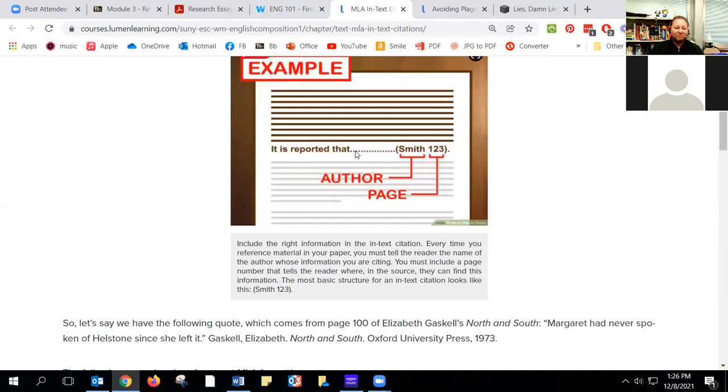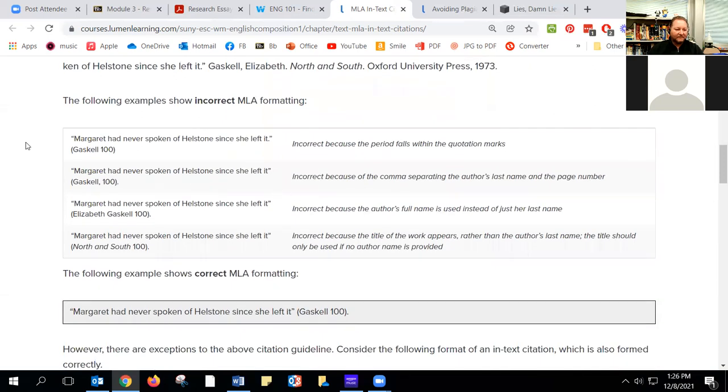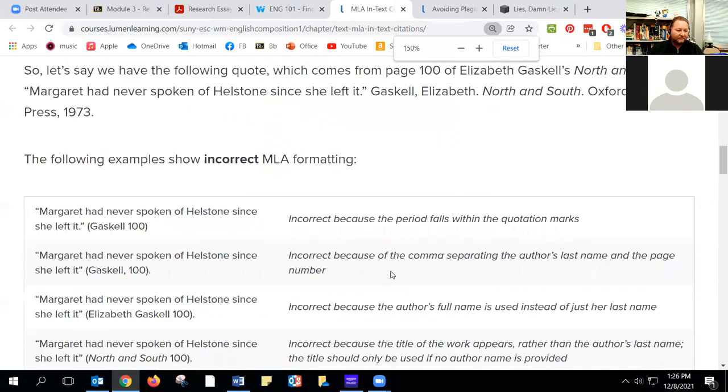So something like this one. It is reported that blah, blah, blah, whether it's a quote or a paraphrase, doesn't matter. And then parenthesis, author's last name, space, page 123, close parenthesis, period. Just like that. All right. So we look at these kinds of things. I'll make this a little bit bigger.